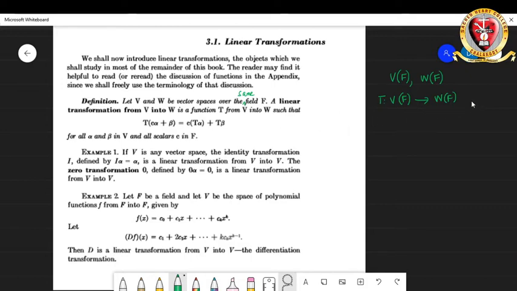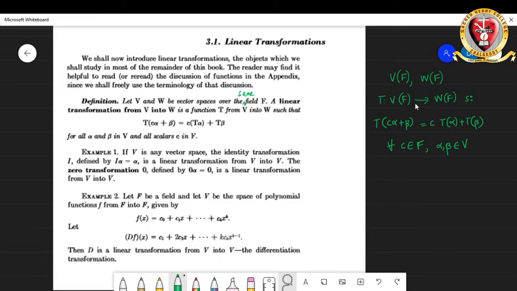And this function should satisfy a particular property. The property is that T of (C alpha plus beta) is equal to C times T of alpha plus T of beta, for every scalar C coming from the field F and for every vector alpha and beta coming from V. So, this is the definition of a linear transformation.